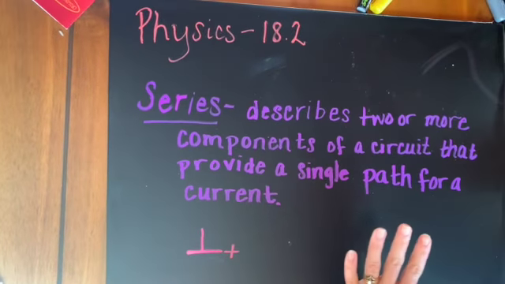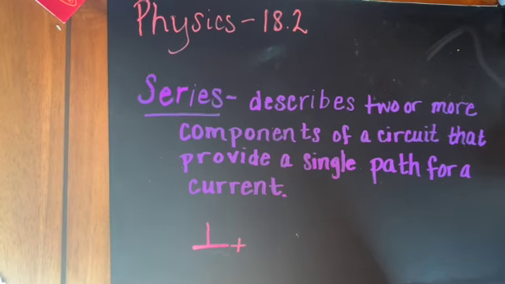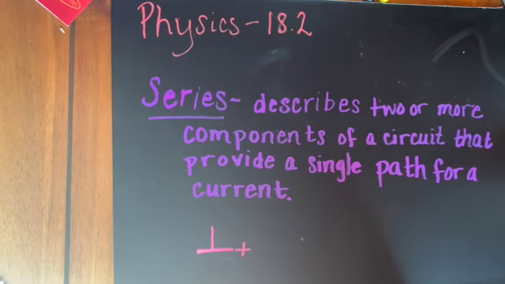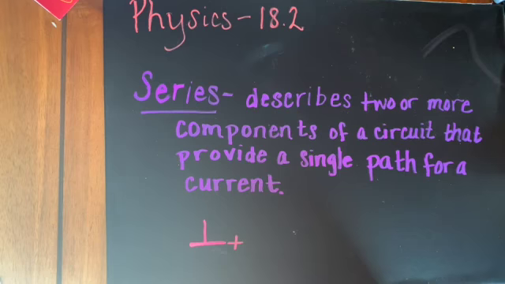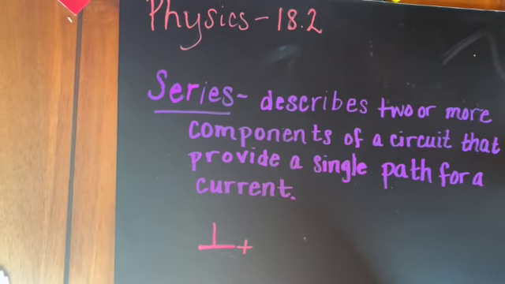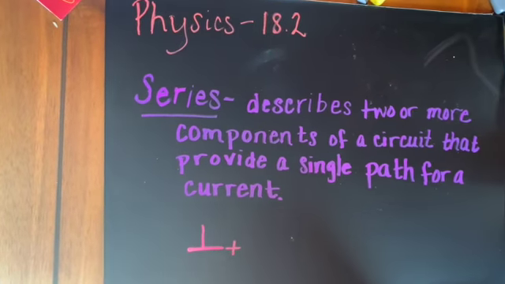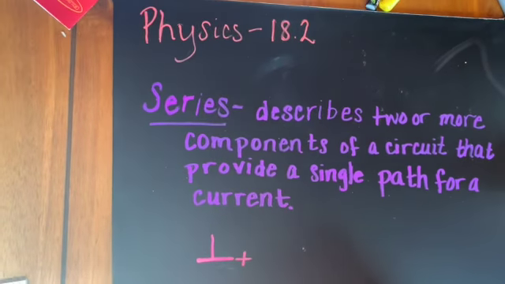And a series, as you can see, I've put the definition here. It describes two or more components of a circuit that provide a single path for a current. So there's only one way for the current to flow. And it's usually two resistors. We're going to focus this week on resistors, which can also be light bulbs.